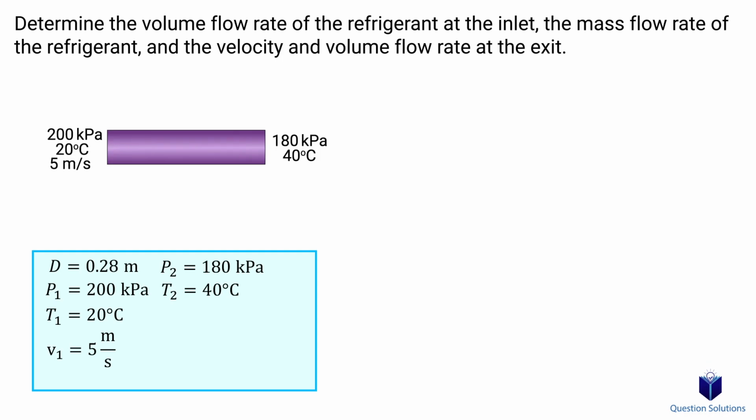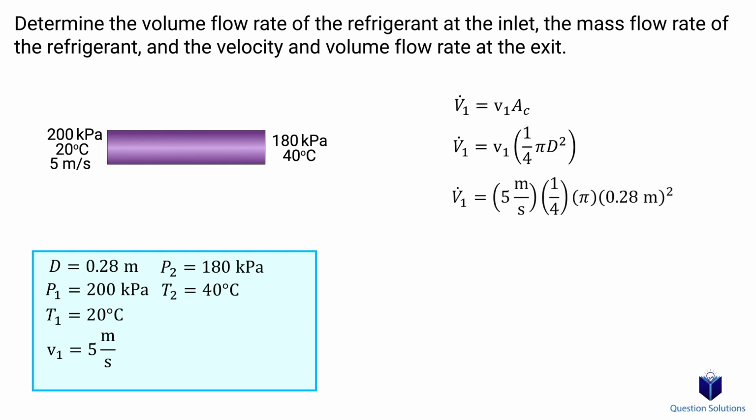First, we need to figure out the volume flow rate at the inlet, so at the beginning of the pipe. Let's write the equation for volume flow. We can assume that the pipe is a perfect cylinder, which means the cross-sectional area is actually a perfect circle. That means we can replace the area with the area of a circle. Let's plug in our values. Solving gives us the volume flow rate at the inlet of the pipe.